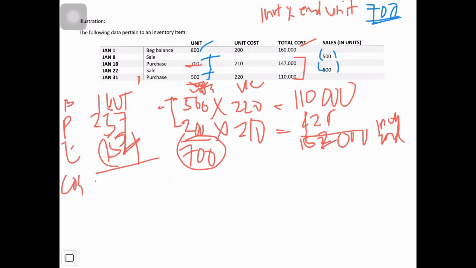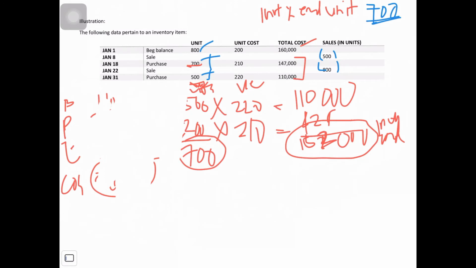Minus 152. So, we have here 265,000. 2 na siya, diba? 2, 5, 1. It's my fault. So, this is our cost of goods sold and our ending inventory using first in, first out. First in, first out, may it be periodic or perpetual. So, periodic or perpetual, guys, it will not matter.